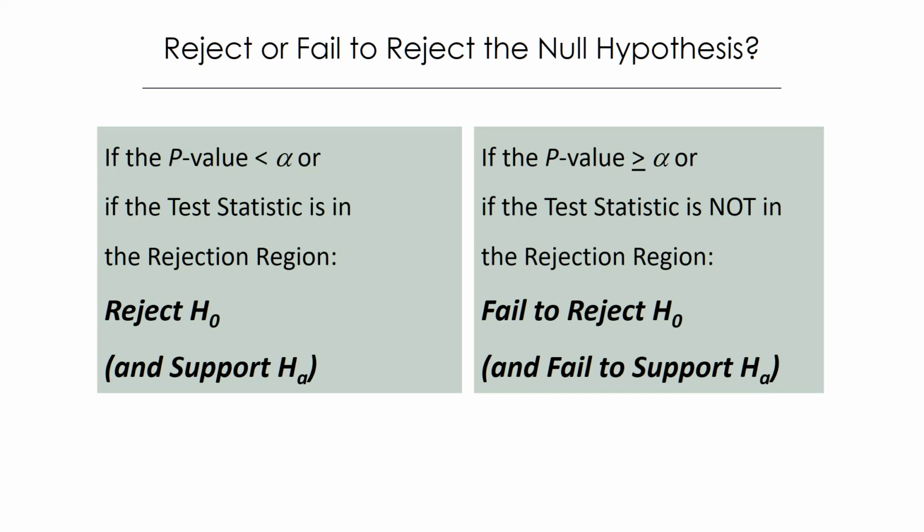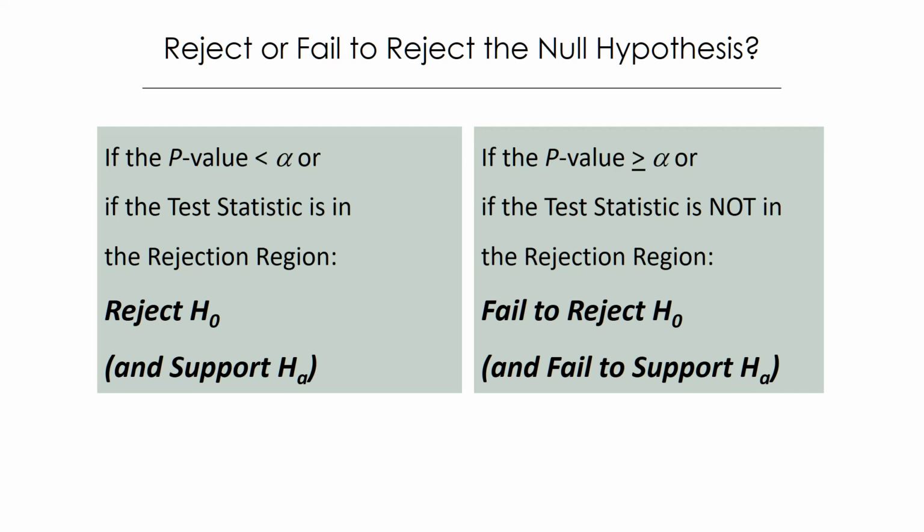Then we make the decision. So here is where you look at either the p-value or the test statistic and compare the p-value to alpha or compare the test statistic to the critical value. If the test statistic is beyond the critical value, then we say it's in the rejection region, and we reject the null hypothesis and support the alternate hypothesis. This is also if the p-value is less than alpha, our significance level. That's when the probability of being beyond that test statistic is too small to believe in some sense.